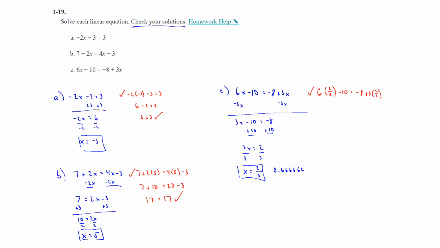So we're going to check this. If we remember, this is 6 over 1. We can just multiply straight across. That will give us 12 over 3, which is 4. So that's 4 minus 10 is equal to negative 8 plus, same here, if you multiply straight across, it would be 6/3, and that would be 2. So it looks like we get negative 6 is equal to negative 6, so it does check out.